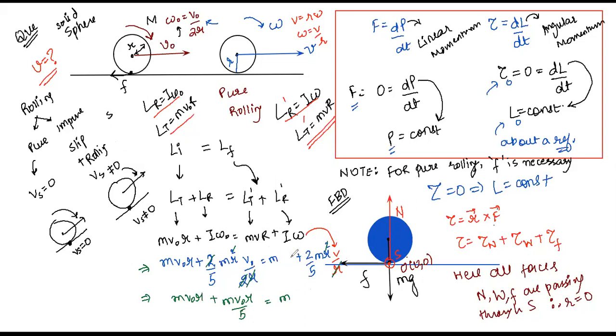This was mvr, right? So we have mvr plus mvr whole into 2 by 5. Am I correct? Just check. Please check if I'm correct. Correct, sir. Okay.